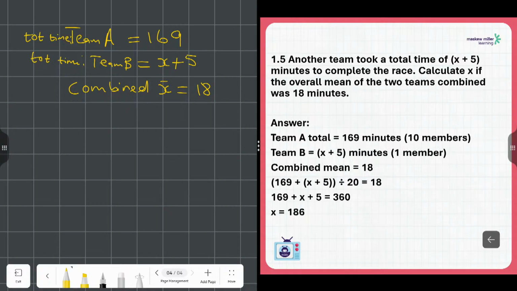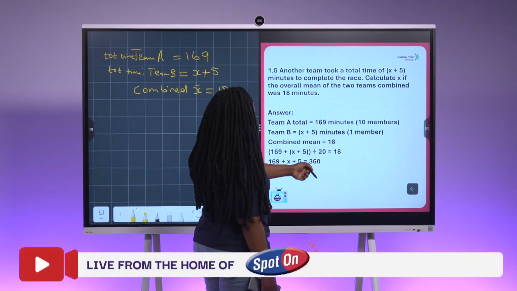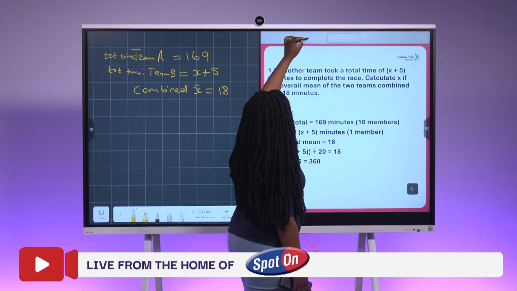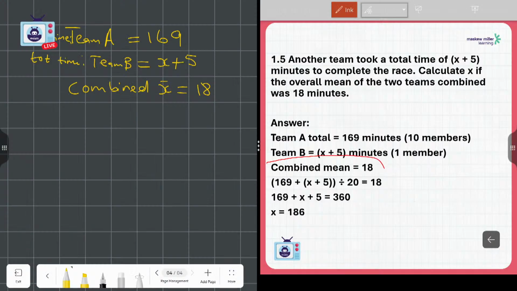So the total for A is equal to 169. So that's what we have. Then when you come here, if you check on our calculations, you can actually see what we have done from the combined mean to there. But I'm going to show you how we then calculate it, right? So for this one, we're going to have 169 plus the X plus 5.